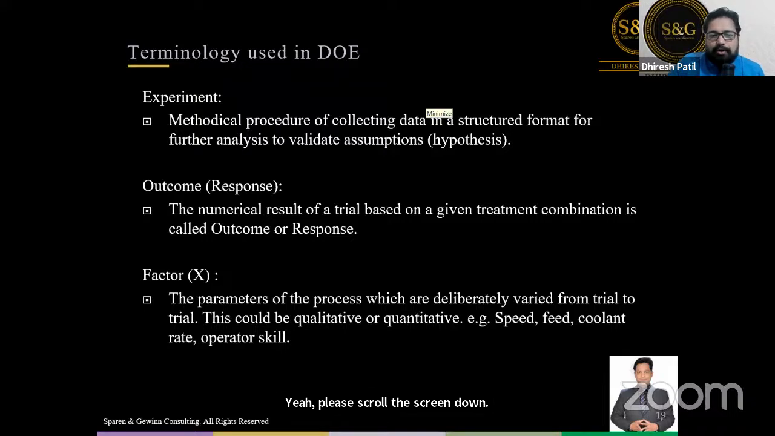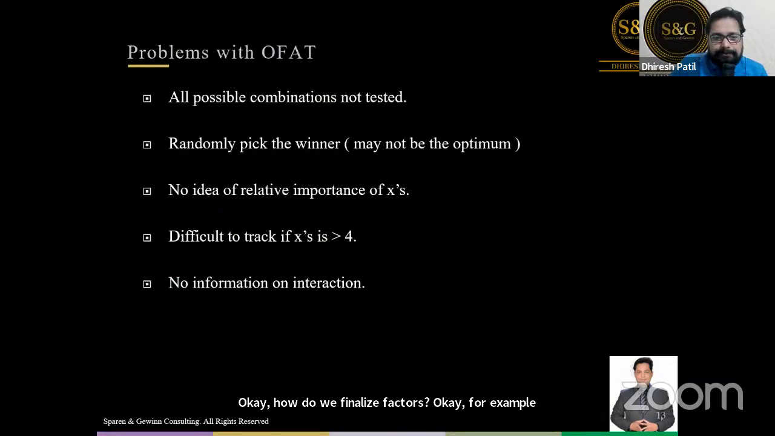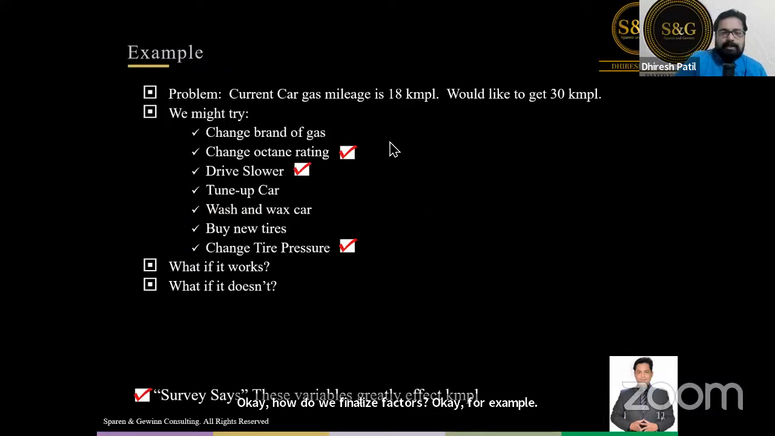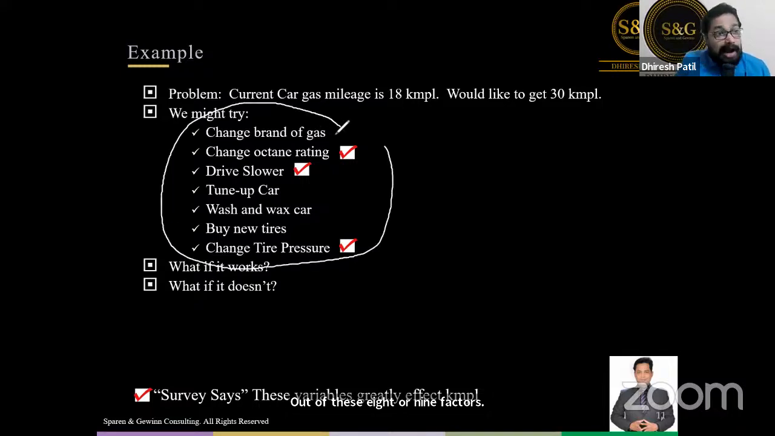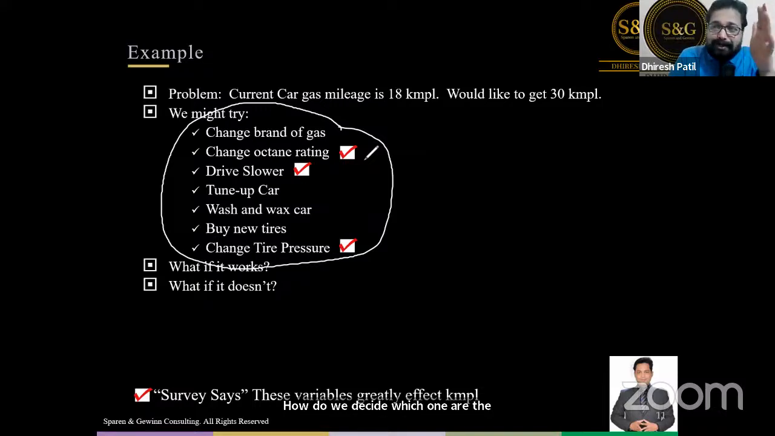Is there any parameter to decide x1, x2, x3, or factors? Very good question. The question Nitesh is asking is, how do we finalize the factors? For example, if we go back, in short, the question is, out of these 8 or 9 factors, how do we decide which ones are the critical factors and which ones are the trivial factors?